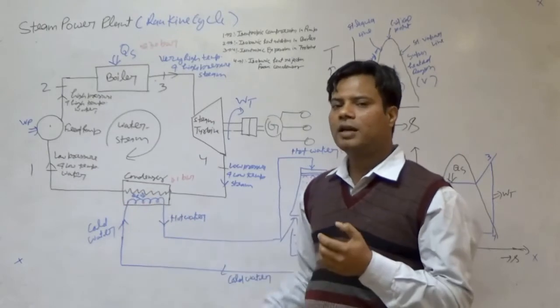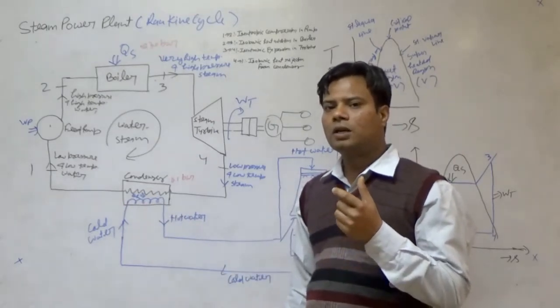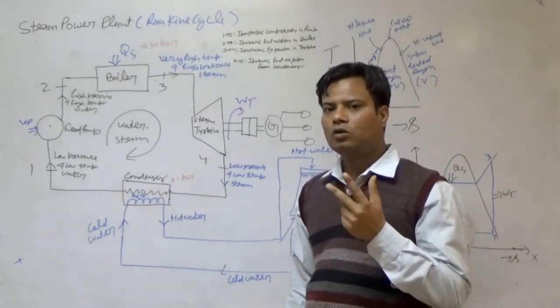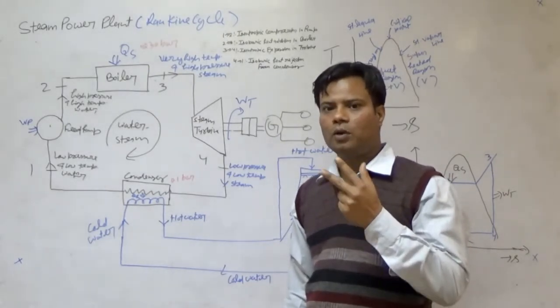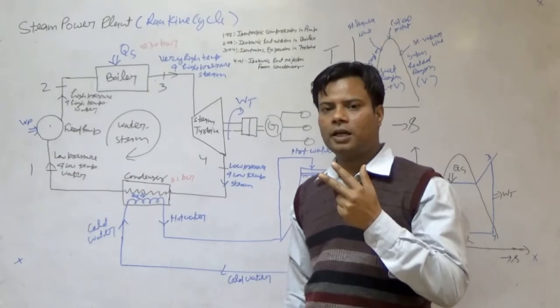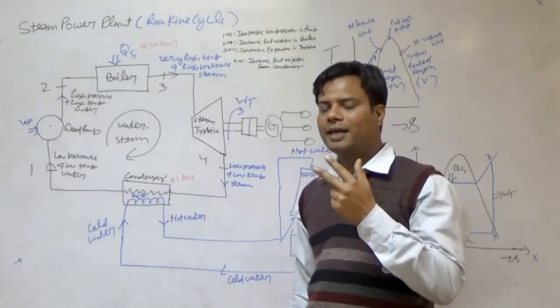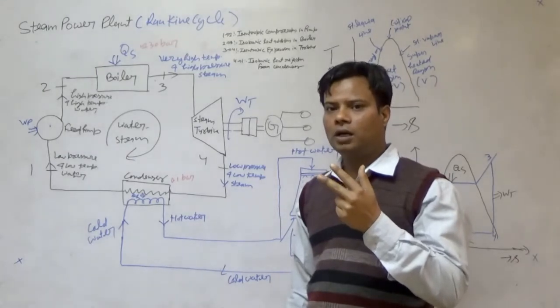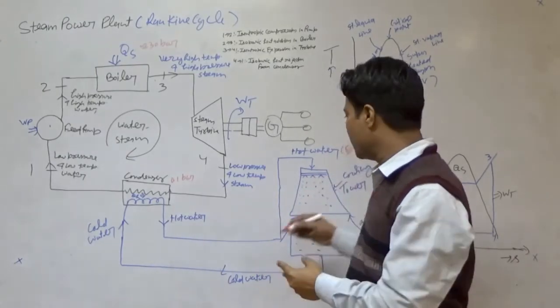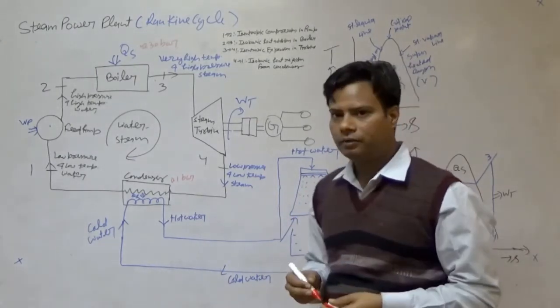achieved. Hence we can say, to achieve the condensation process we need two things. First one is low pressure, below atmospheric pressure, or you can say vacuum pressure, and the second thing is cold water. This cold water we are getting from this cooling tower.